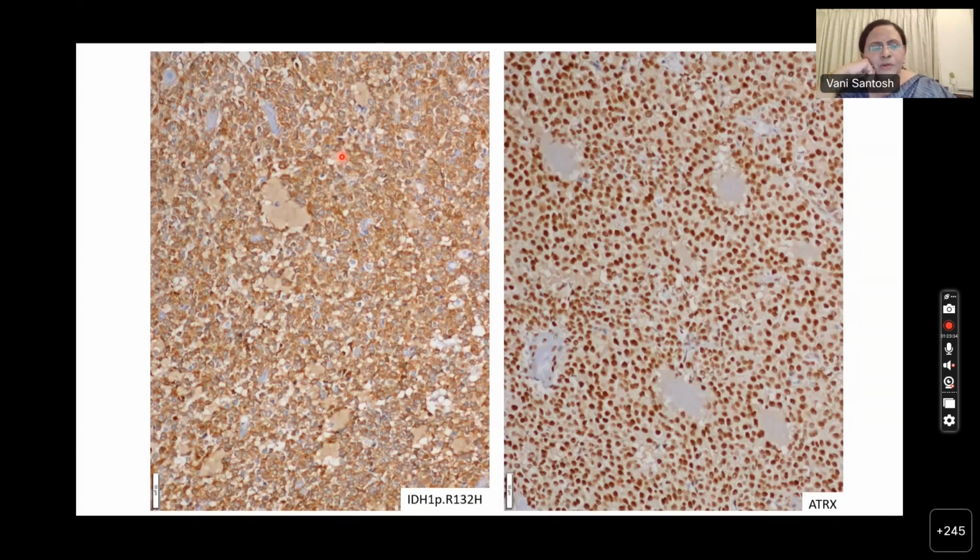And what happened to ATRX over here? Ma'am, positive, with the clear area. Retained. You either say loss of expression or retained ATRX. Retained. Retained. Are you sure? Is it lost or is it retained? Be confident. It doesn't matter if you're wrong.